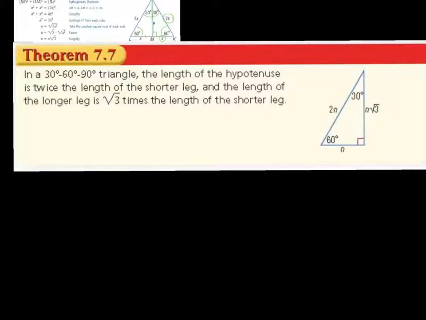And we just did an algebraic proof for Theorem 7.7. In a 30, 60, 90 triangle, the length of the hypotenuse is twice the length of the shorter leg. The length of the longer leg is square root of 3 times the length of the shorter leg. Now, I wouldn't necessarily write all the words in your notes, but you do want this diagram.